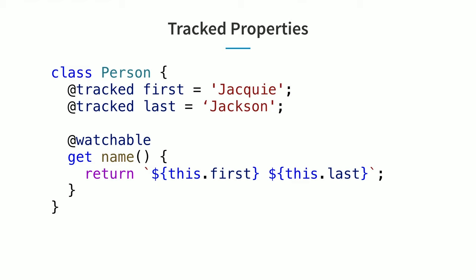So basically, if a property is depended on by anything else in the JavaScript space, like a CP, an observer, I don't know, array observers, proxies or something, stuff like that, then you'll need watchable. Anything outside of the template. Yes. Yes. Yes, Chad.